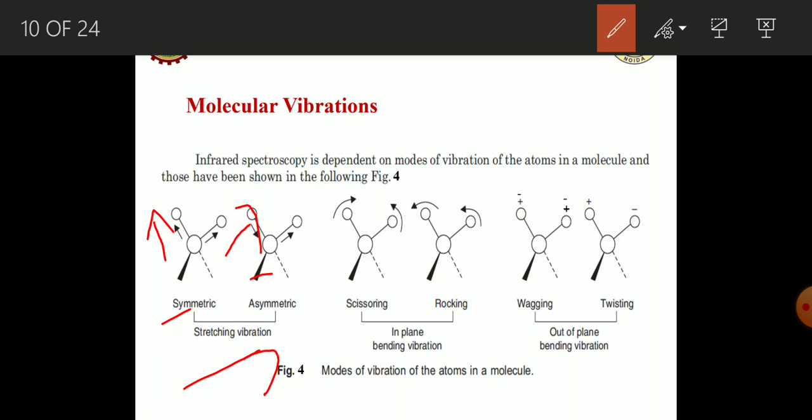In asymmetric stretching, one of the bonds moves towards the central atom while the other moves away from the central atom. Means in asymmetric stretching, one bond length will decrease and the other bond length will increase.